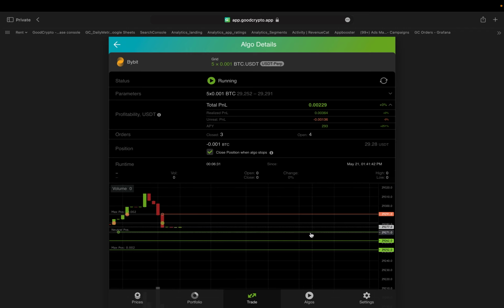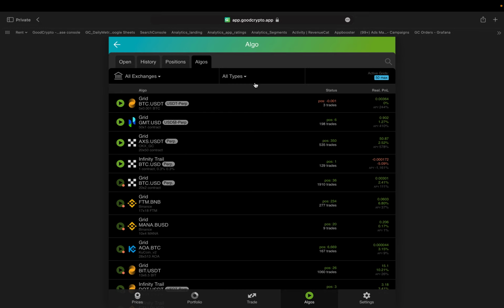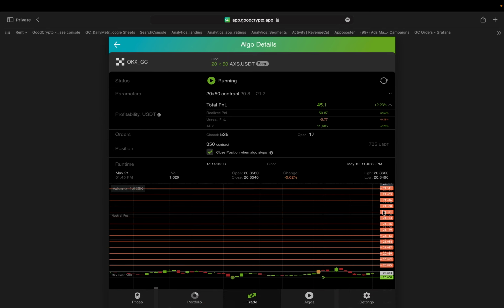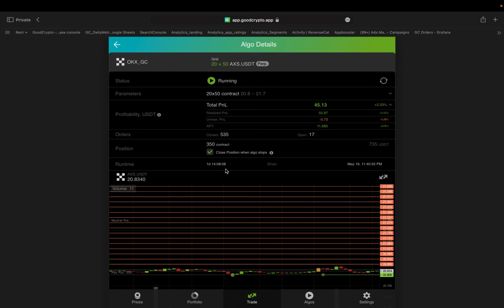So as I said, let's go now and see one of the grids which has been running for quite some time. Maybe, okay, this is the one. For this one I actually have a separate video, and you can look for this pair in the search. There is a detailed video on this one. So that has been running for quite a while. It's been running for a day and 14 hours now. As you can see, it closed over 500 orders.